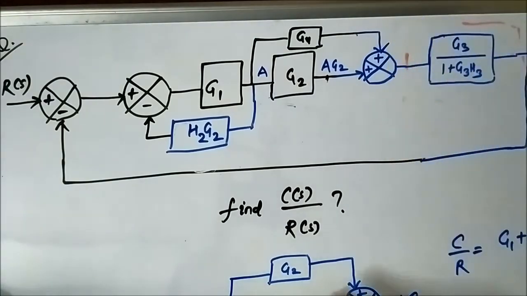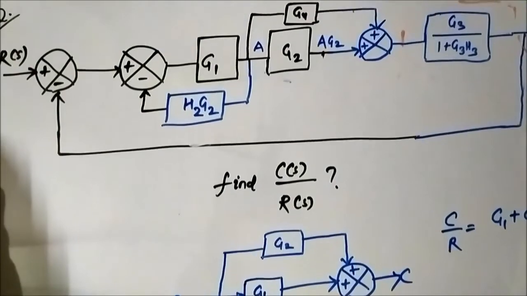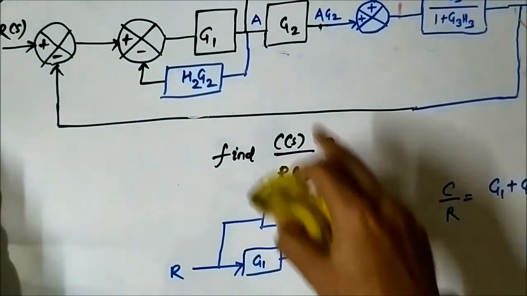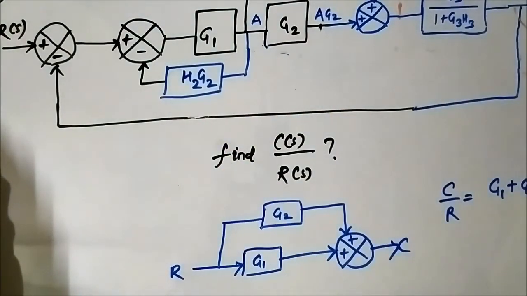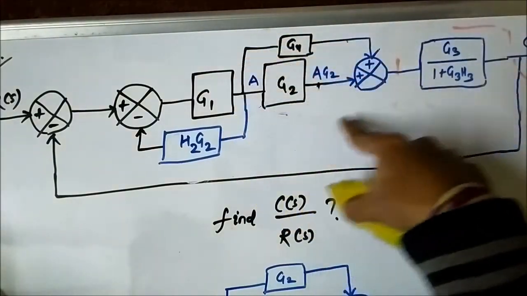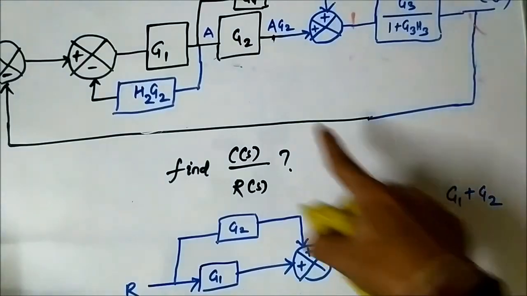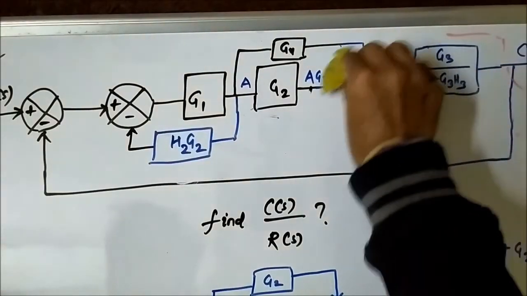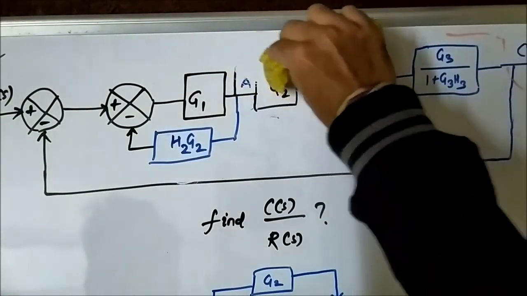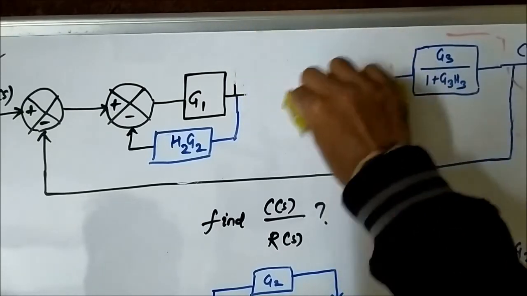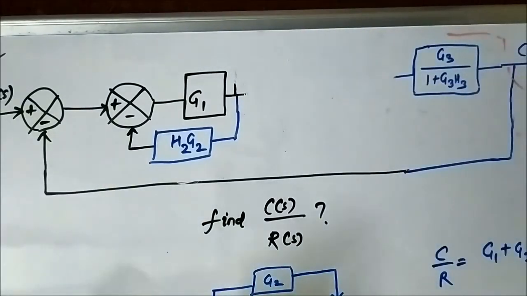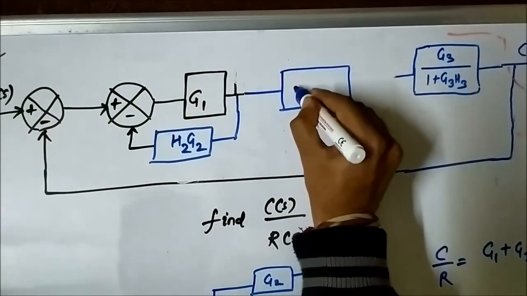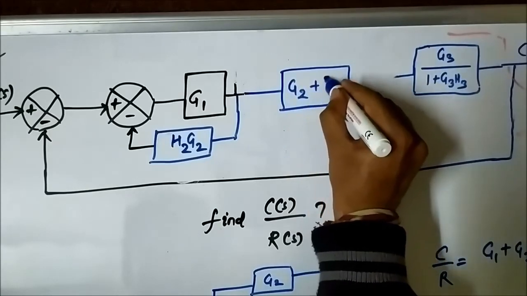I have discussed in detail all these basic rules of block diagram reduction in that video, so you can please check out that video first. Here also I am repeating again so that you don't get confused where I am applying which rule. So we are going to convert this entire block into a single block G2 plus G4 using this block diagram reduction rule. So this becomes G2 plus G4.